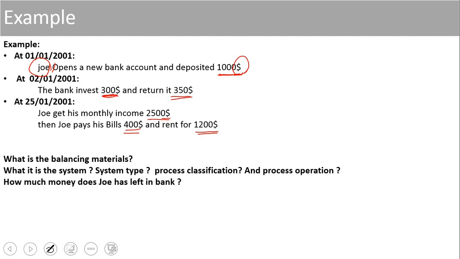What is the process operation? It's either a steady state or unsteady state, because it's not certain if Joe always gets the money at the same time, or always pays his bills at the same time or not. It depends on that, so it's uncertain. For the last question, how much money does Joe have left in the bank? So let's try and solve this last question.